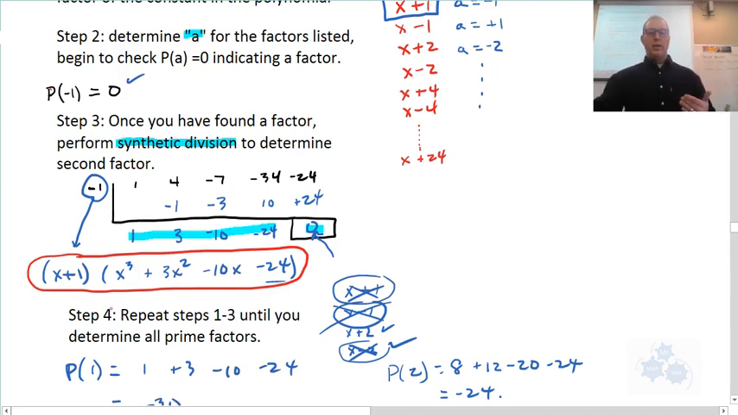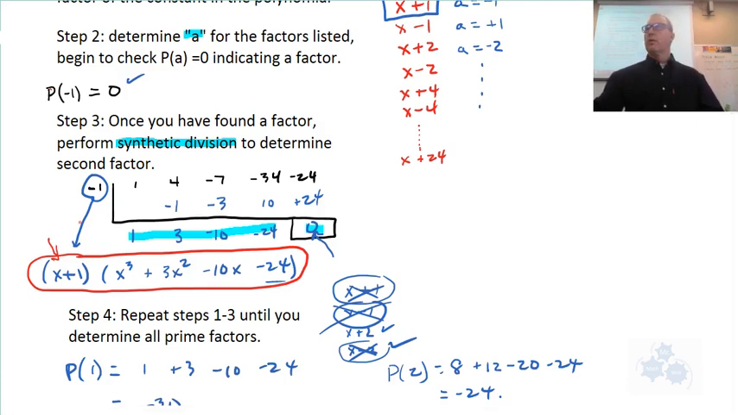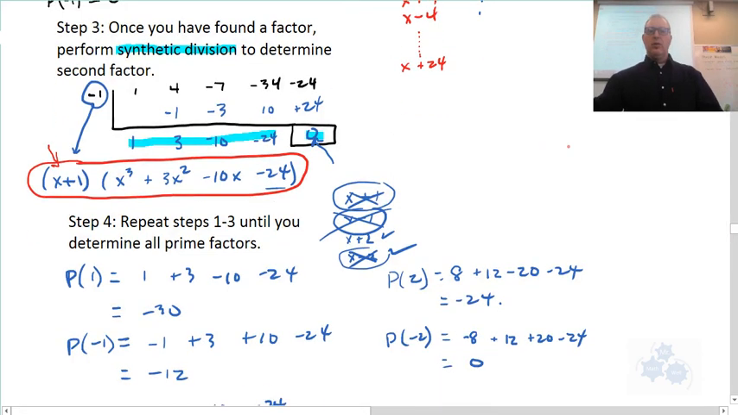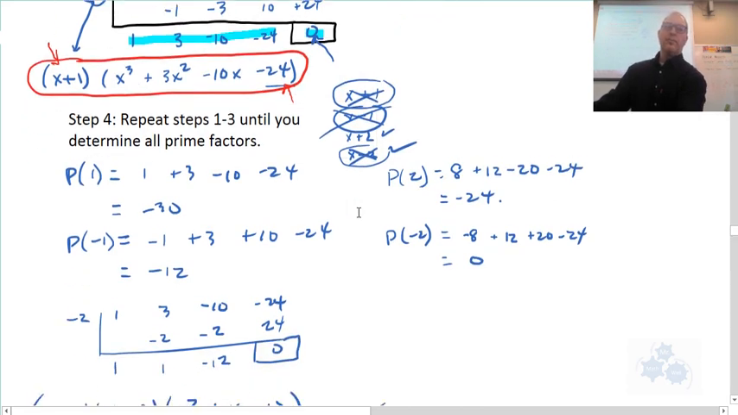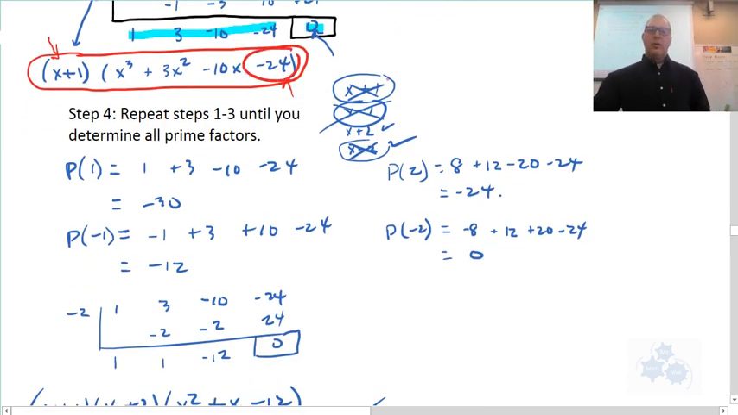So step 4 is repeat steps 1 to 3 until you determine all of the prime factors, that is, factors like this, that cannot be factored any further. Right? So we keep going in this process. And again, as we continue this, you look at the constant here. Again, it's negative 24. So you list all of the possible factors, or you just pick another one and test it. Okay? And so I've done some work here below for step number 4. We have a negative 24, so I've listed some of these factors. You plug in the a values here, and you check the remainders.